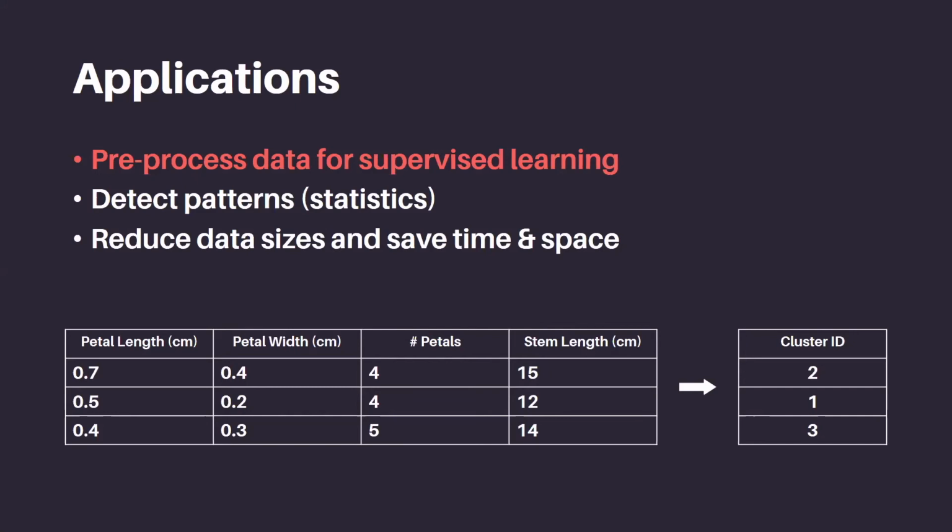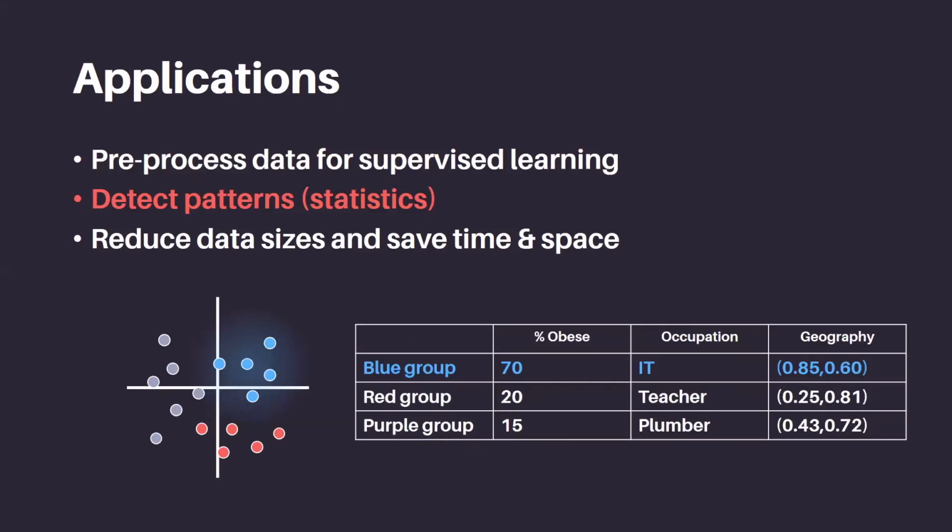Another key aspect of applications for clustering algorithms is pattern detection. This is often used within the science field or the economics fields. So let's say we have a group of different patients who are doing some exercise. In this example, we have the red group, the purple group, and the blue group. And let's say within the blue group, we've actually found out that the majority of them were obese and happened to be employed within IT.